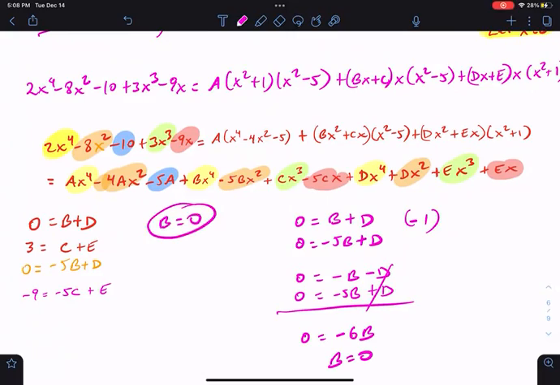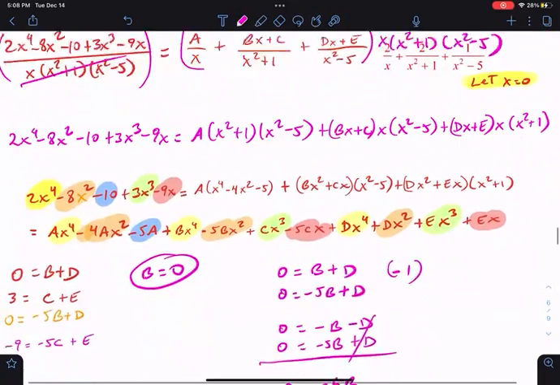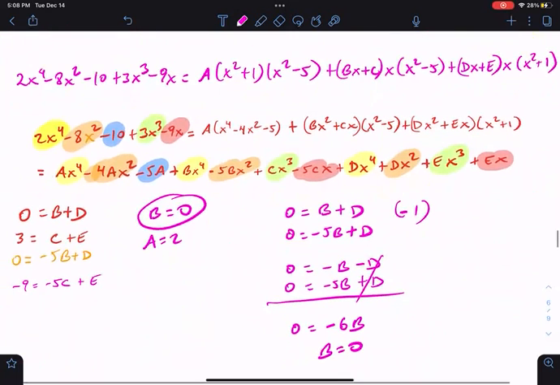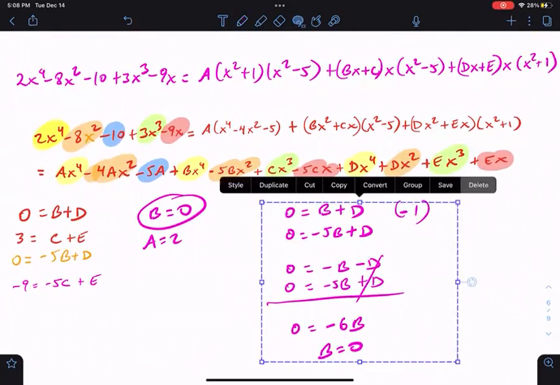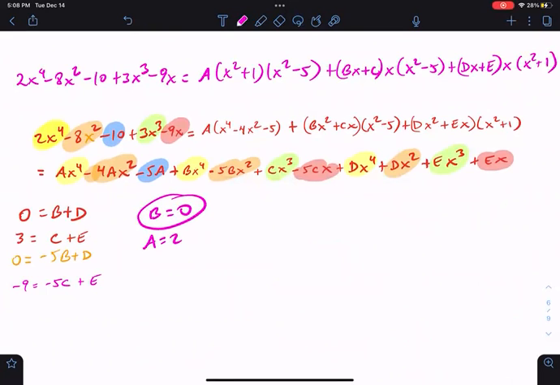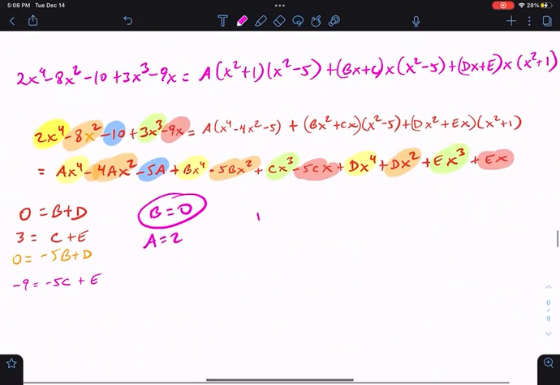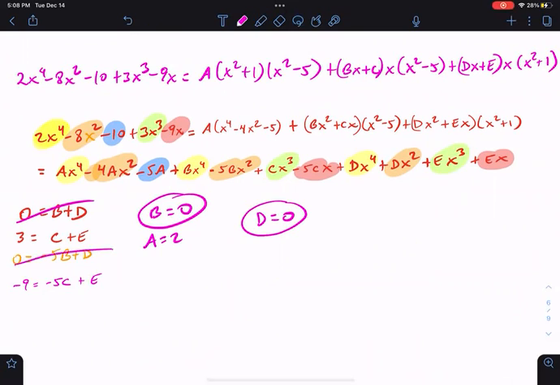If b is 0, and we know that a was what? A was 2, right? So now we can solve for everything else, right? So a is 2, b is 0, then therefore d is also 0. And now we can find the rest, right? So let's see what else we can do. Okay, so I don't need this equation because I already solved for b and d. Okay, so I have c and e and c and e, so I can solve for that.